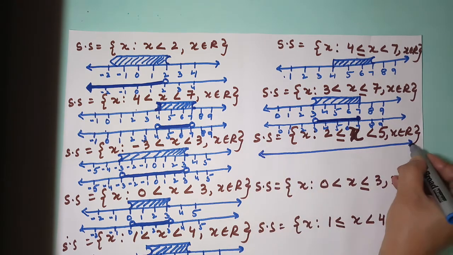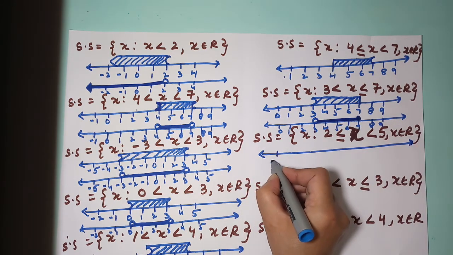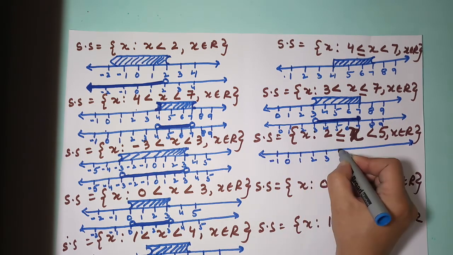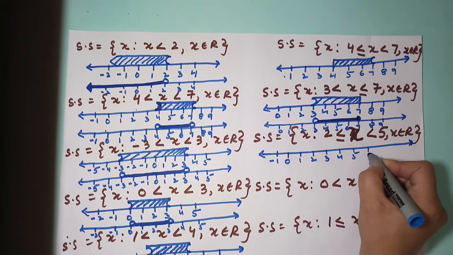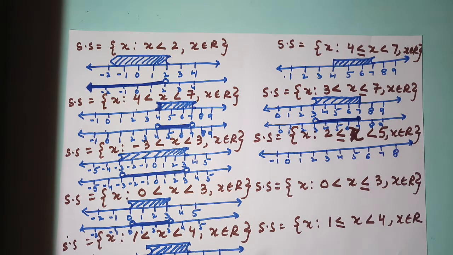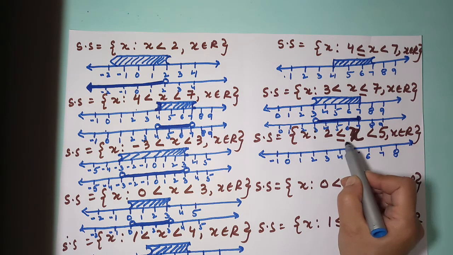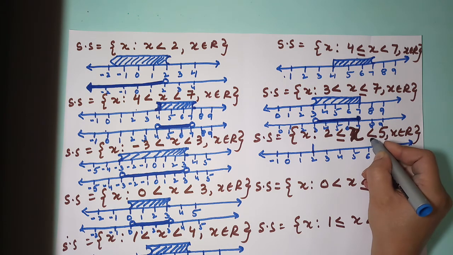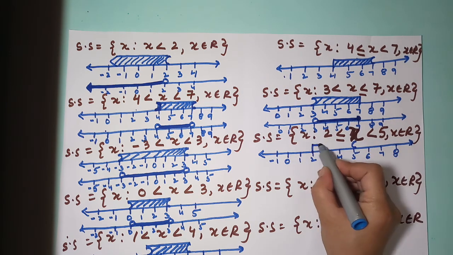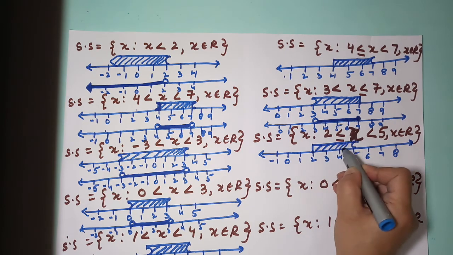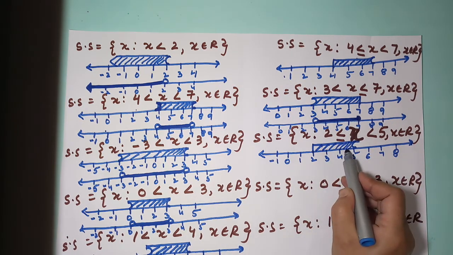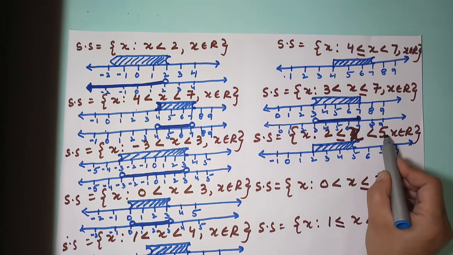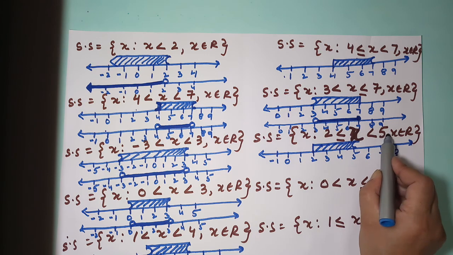Similarly, if we look at this set, draw a straight line, arrows on both the sides. So -1, 0, 1, 2, 3, 4, 5, 6, 7, 8. Go to 2, there is an equality sign, place a straight line. Go to 5, no equality sign, place an arc like this and then join this, darken this portion, shade this portion. This means that this solution set includes all the real numbers between 2 and 5, with 2 included and 5 not included.